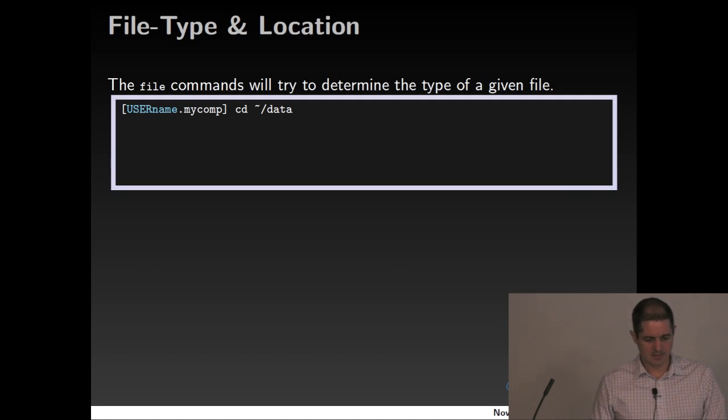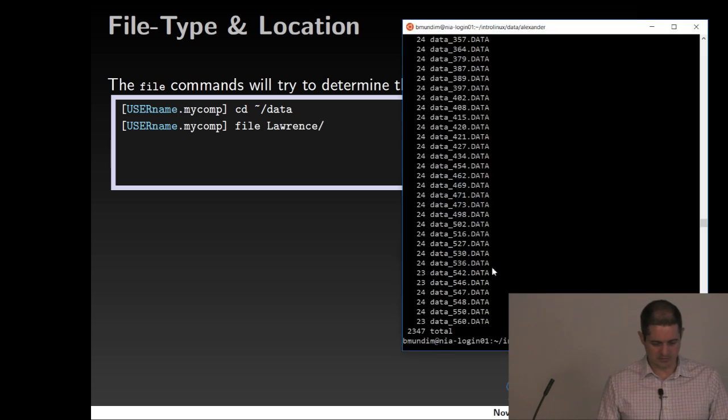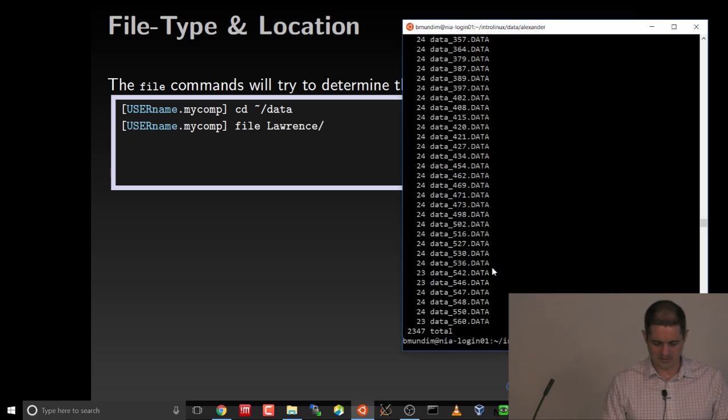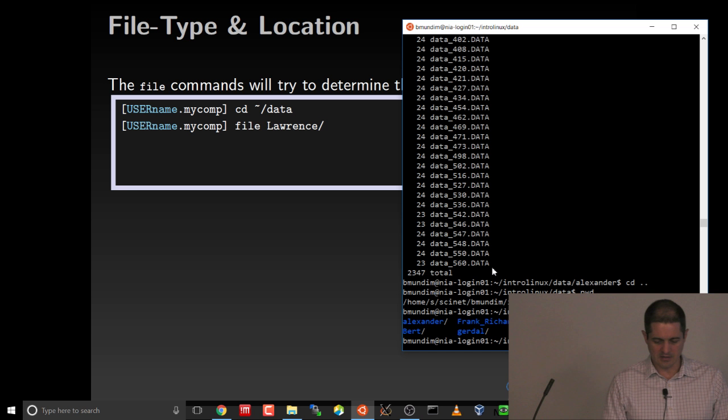Okay. So file type and location. The file command will try to determine the type of a given file. Let's see how it goes. If I type file, where I am now, I am at the data directory, okay. If I list, I have these files and directories here. If I type file Lawrence, it should tell me what kind of file it is.